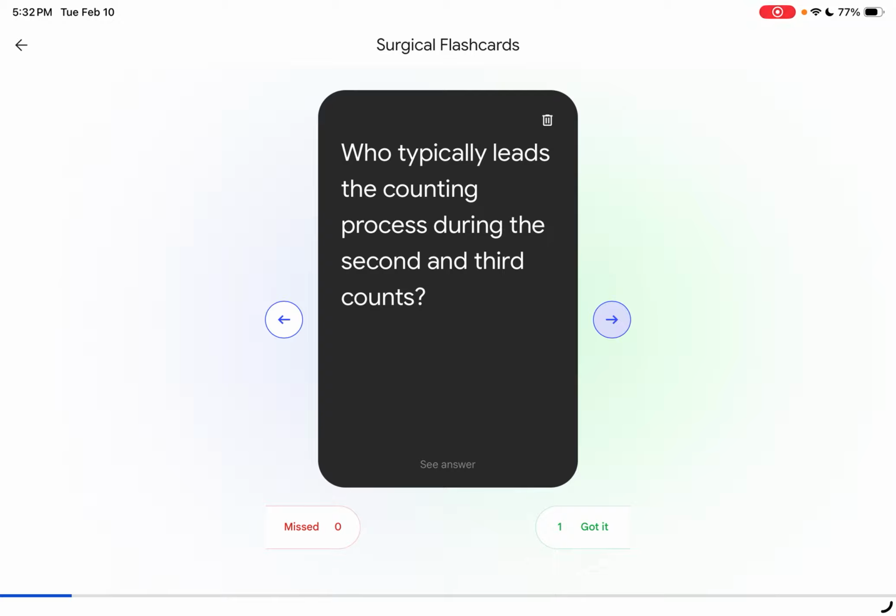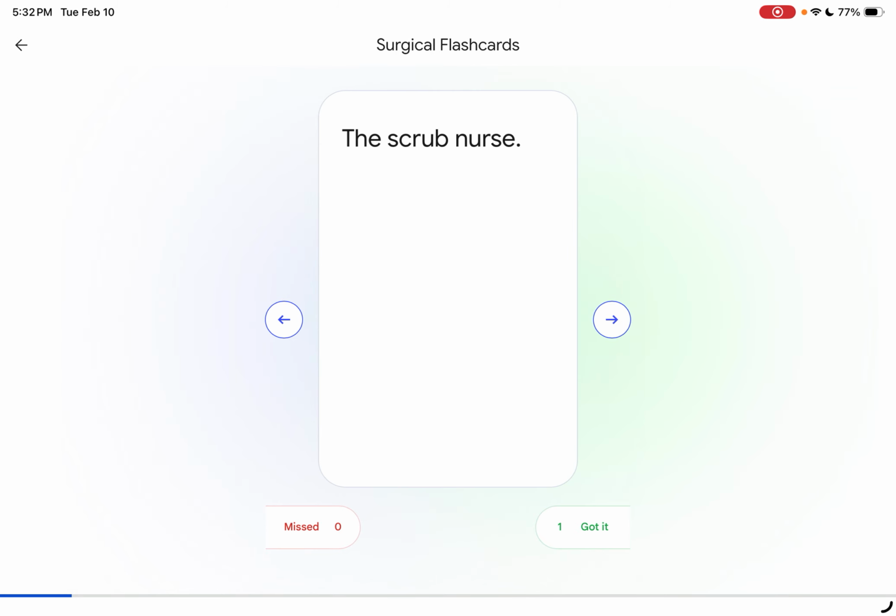So, how do they do that actually? The scrub nurse? Second and third? Are you sure? Okay.